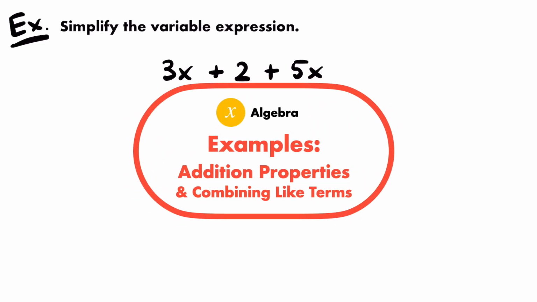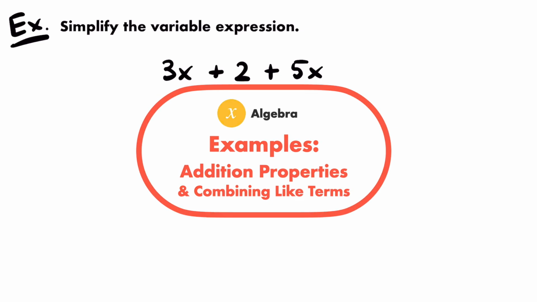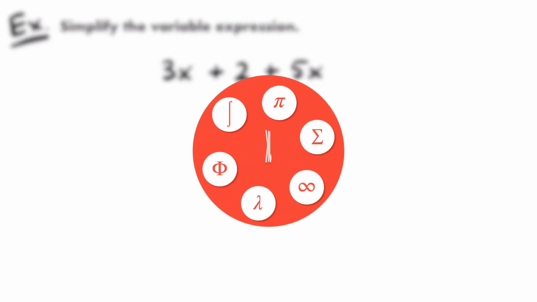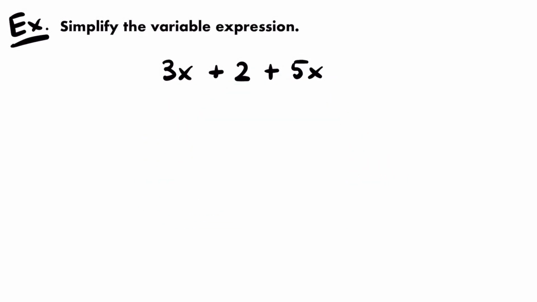Welcome back. Let's practice simplifying variable expressions using addition properties and combining like terms. Alright, so here's our first example. We want to simplify the variable expression, and we have 3x plus 2 plus 5x.